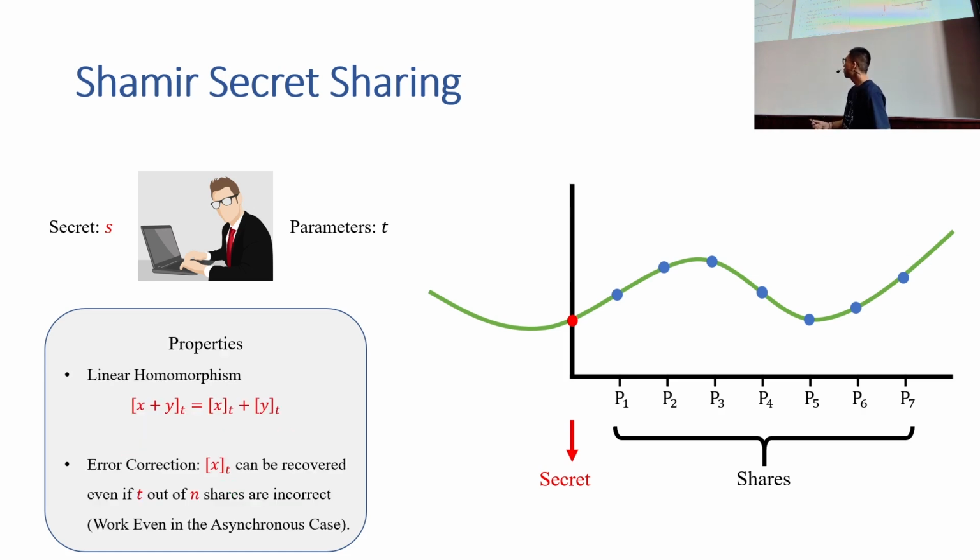And we are going to use two properties of the Shamir secret sharing. The first one is linear homomorphism, so you can compute addition gates or linear operations. And the second one is error correction. This is inherited from the Reed-Solomon code of the underlying secret sharing scheme. So in particular, if you have just one third corruption, then you can reconstruct the secret sharing even if T out of them are incorrect. So that means that quiet parties cannot stop honest parties from reconstructing the secret. And in particular, this also works in the asynchronous setting.